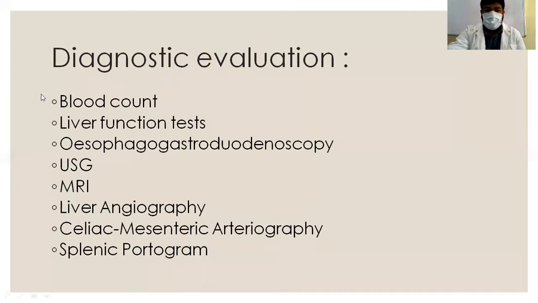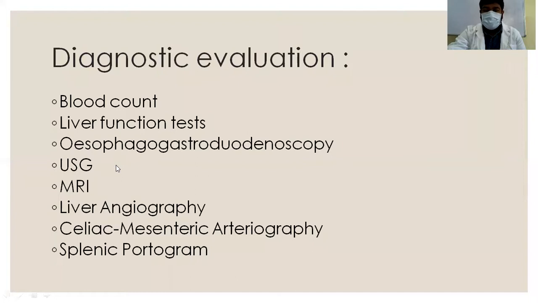And blood count. Blood count will give you all the normal blood indices which are being abnormal. And the liver function test also will be deranged. Okay. And esophagogastroduodenoscopy, why do you do it? You do it for looking for any esophageal varices, okay, or any hemorrhoids or anything like that.